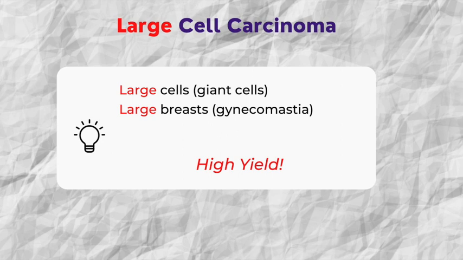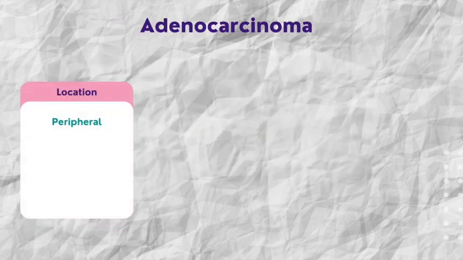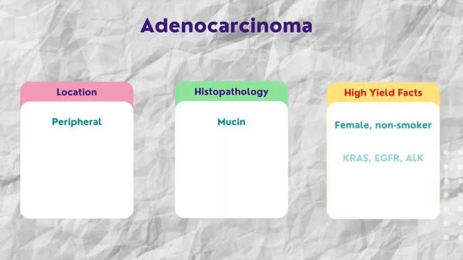So just like large cell carcinoma, its location is also peripheral. And histopathology will reveal mucin. And if you see like a slide of adenocarcinoma, then you can actually even see some glands as well. High-yield facts that you need to know is that it is most commonly seen in female non-smokers.